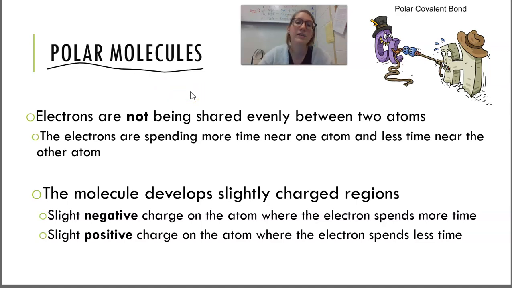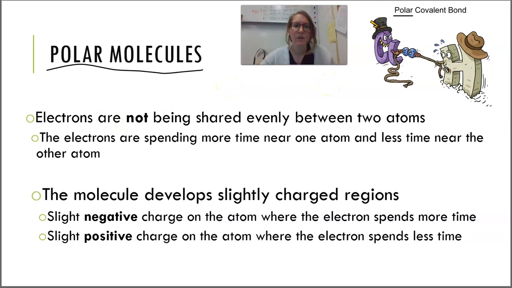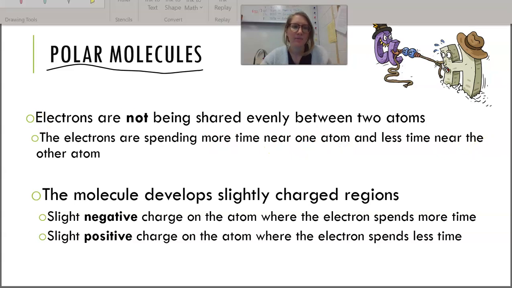Water is a very important polar molecule, and because of its polarity, it's so important for our planet and for living things, and it's also why it acts the way that it does and has all the different properties that it has. So electrons are not being shared evenly between two atoms, and the electrons are spending more time near one atom and less time near the other atom.